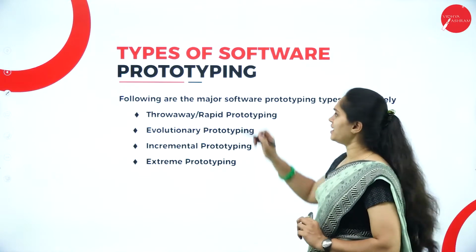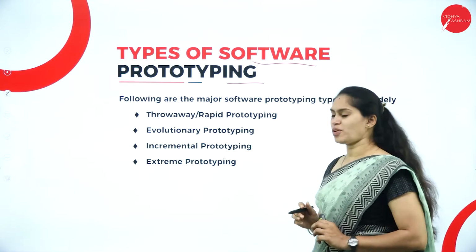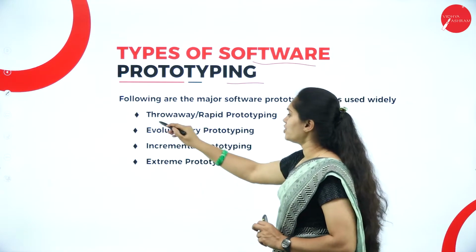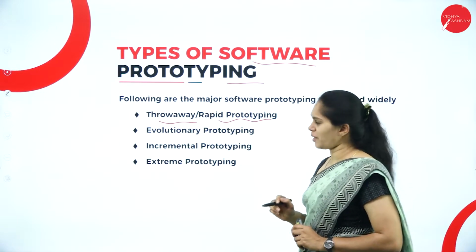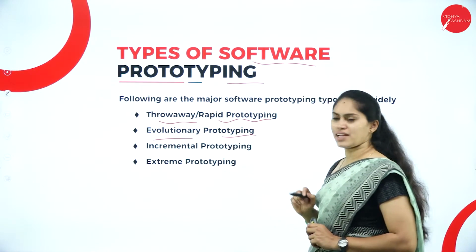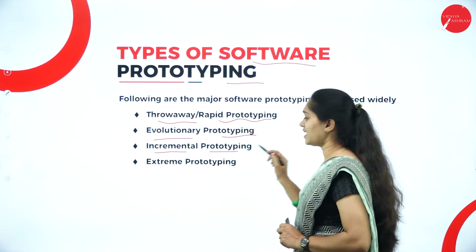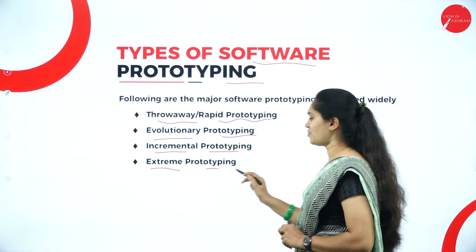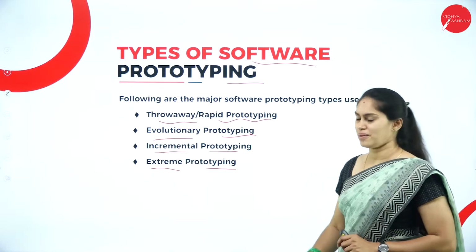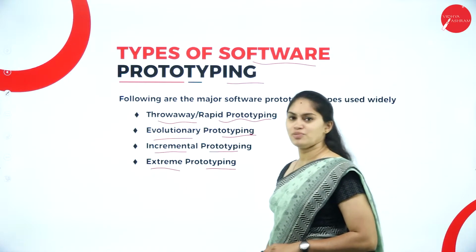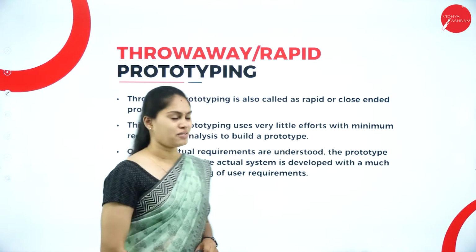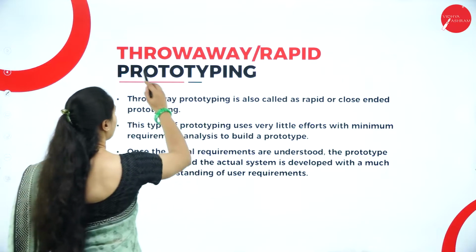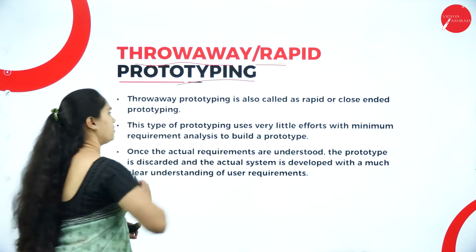Here we have a list of types of software prototyping. Under that we have throwaway or rapid prototyping. Next we have evolutionary prototyping and incremental prototyping. At last we have extreme prototyping. We'll see each type of prototyping one by one. First is throwaway or rapid prototyping.